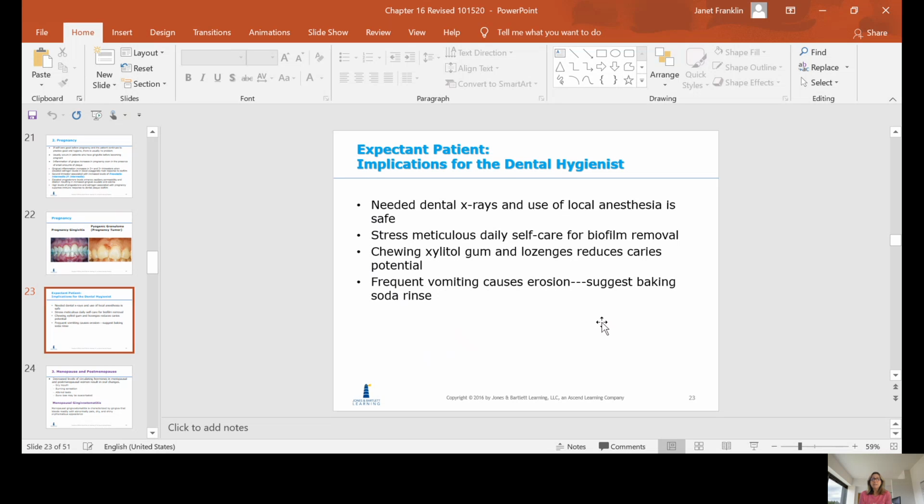Stress meticulous daily self-care for biofilm removal. Their response to the smallest amount of biofilm can be exaggerated. So stress meticulous oral hygiene. Let's see, chewing xylitol gum and lozenges reduces caries. That holds true for everybody. And keep in mind, frequent vomiting can cause erosion. So if the patient has suffered a lot of morning sickness, you'll want to counsel them on how to combat that decreased pH when they're vomiting.